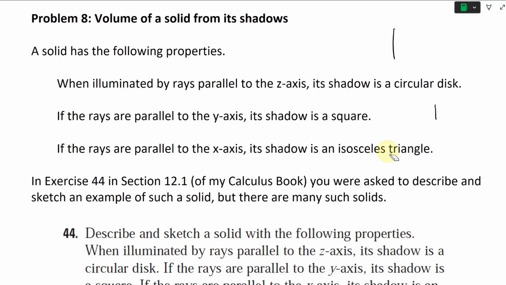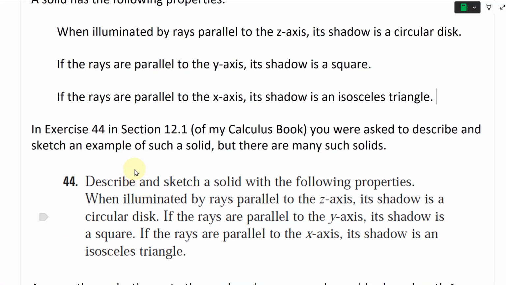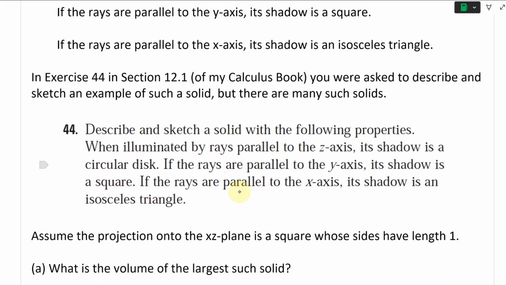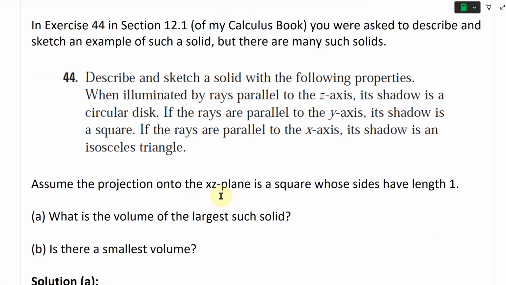That's quite fascinating. In exercise 44 in section 12.1 of my calculus book, you were asked to describe and sketch an example of such a solid, but there are many such solids, and I didn't actually do a video on this. So in this case, we're going to pick one that has a specific length. Assume the projection onto the xz plane is a square whose sides have length 1.